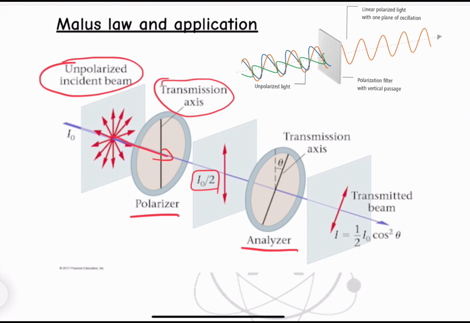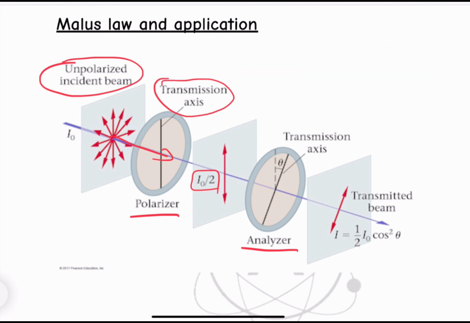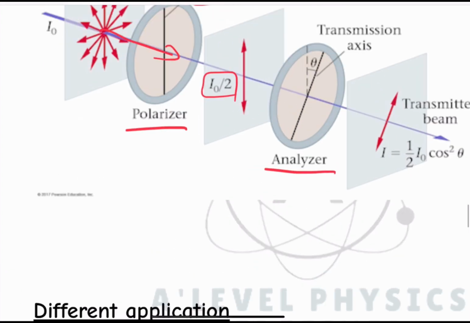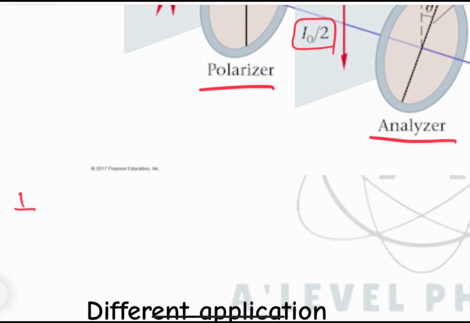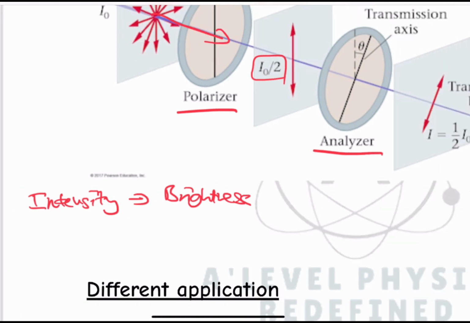Intensity for light is actually related to the brightness of light itself, so it's very important for you to understand this. If light is very intense, it means it's very bright. For sound, intensity is related to the amplitude, the loudness. If you have a high amplitude, you have a louder sound, and your sound is more intense. Basically, that's what happens.